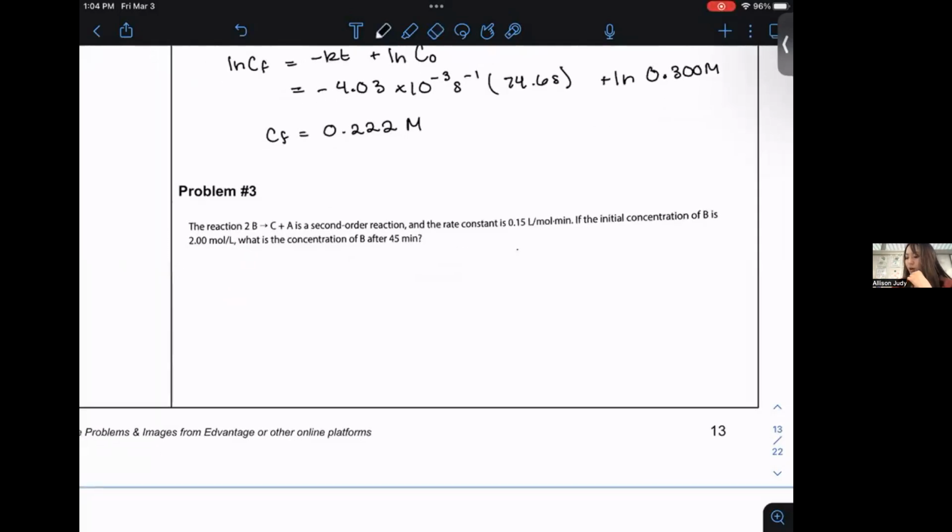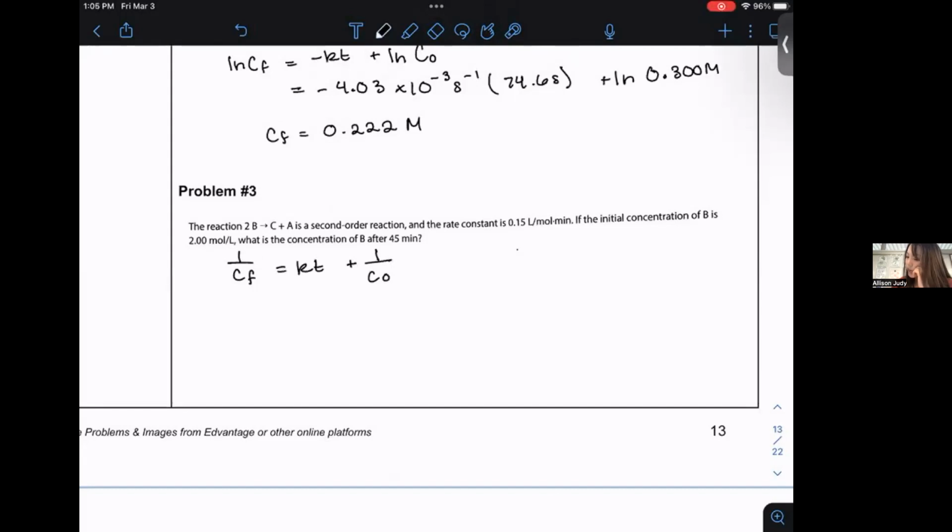So then you just do second order is 1/C. Guys, I'm going off memory. 1/C equals positive kt plus 1/C initial. Am I doing this off of memory correctly?